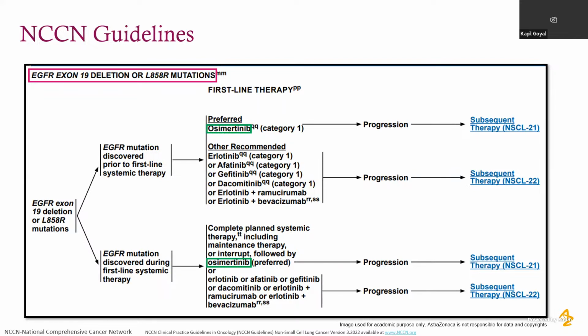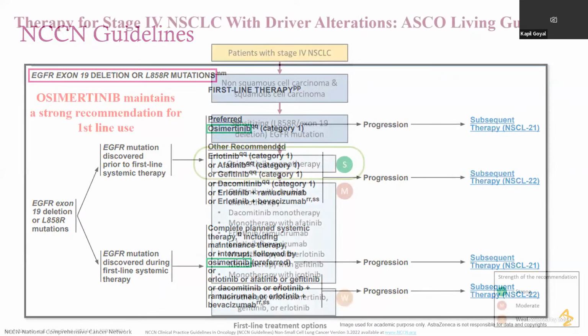While if the EGFR mutation is discovered because of the symptoms, suppose we are not able to get the EGFR report in time, or because of the symptoms we have to start on cytotoxic chemotherapy upfront and the EGFR mutation is detected later on, it is recommended that we complete planned systemic therapy first, including the maintenance therapy, or we can interrupt the treatment at the maintenance part, and then we can start on osimertinib, which is a preferred strategy. Although if osimertinib is not available, then of course we can go for erlotinib, afatinib, or gefitinib. On the progression, the second line treatment has to be given.